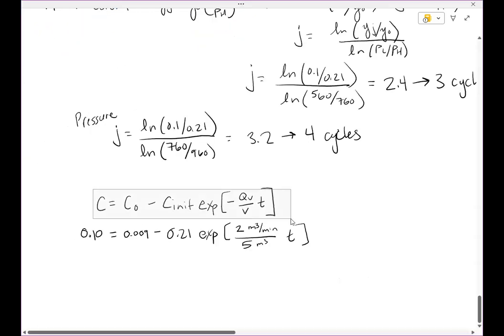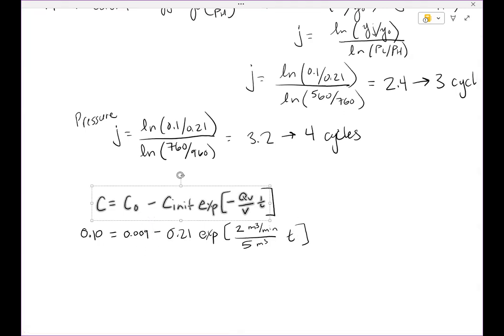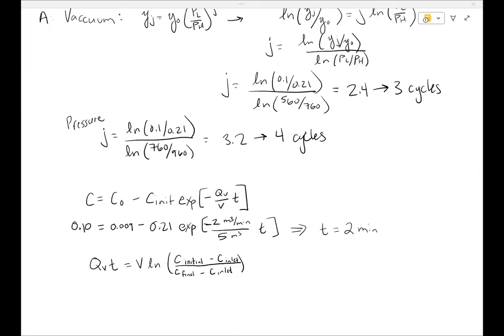So this is my equation for sweep through. All I've done is I've plugged in the numbers. 9,000 ppm equates to 0.009 mole fraction, just again by dividing by million. That's what parts per million means. So there's no fancy concentration to grams per meter cubed or anything like that. But now I can calculate and find T. And the answer that I got was T is equal to 2 minutes.